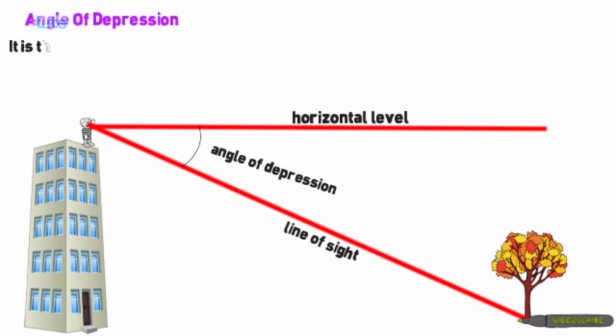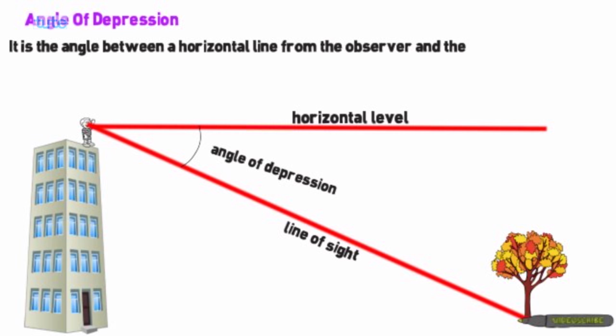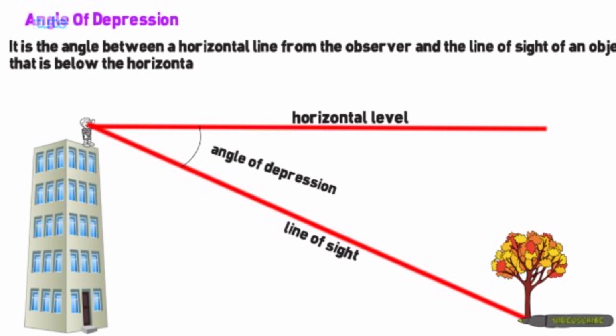So angle of depression is the angle between a horizontal line from the observer and the line of sight of an object that is below the horizontal line.